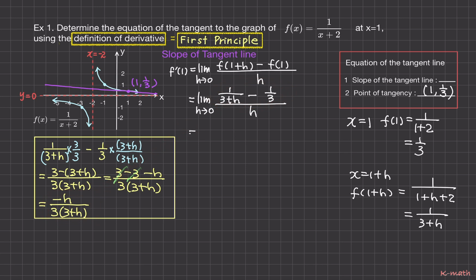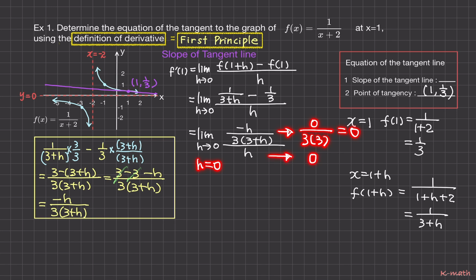Then it becomes the limit as h approaches 0 of minus h over 3 times (3 plus h), all over h. If we plug in h equals 0 right away, the numerator is 0 over 3 times 3, which is 0. And the denominator is also 0. So we get 0 over 0, which is an indeterminate form. That means we need to simplify this expression further.